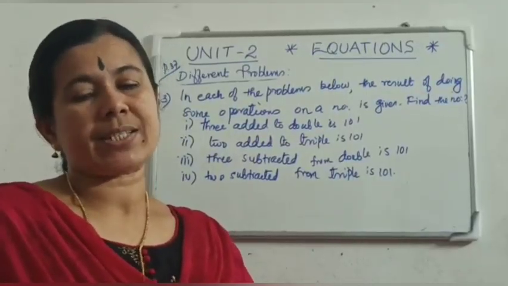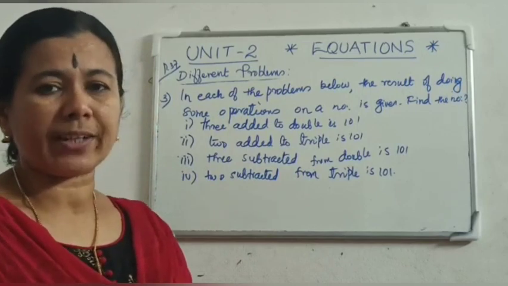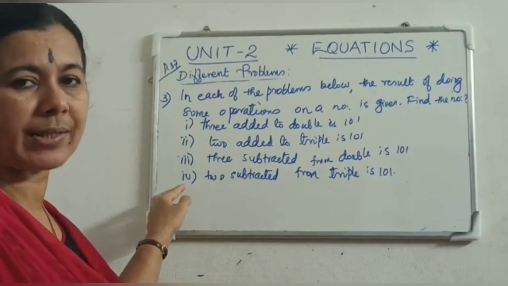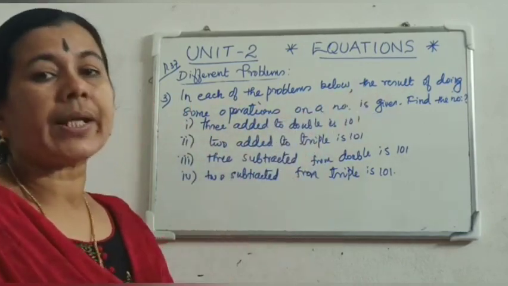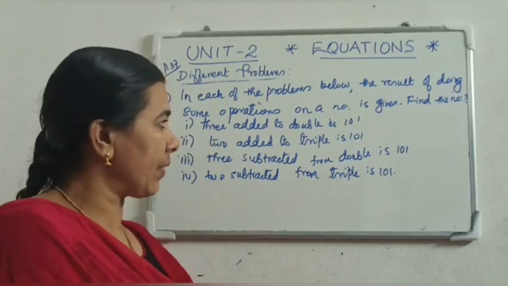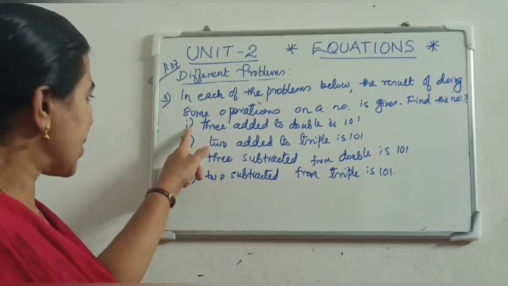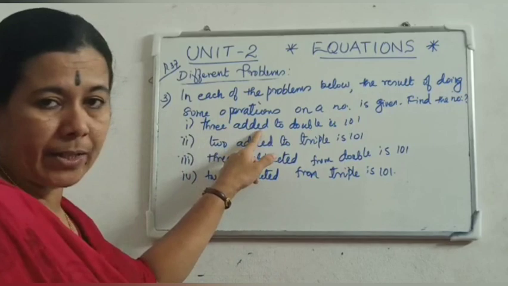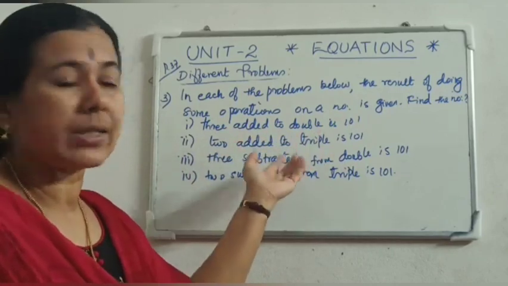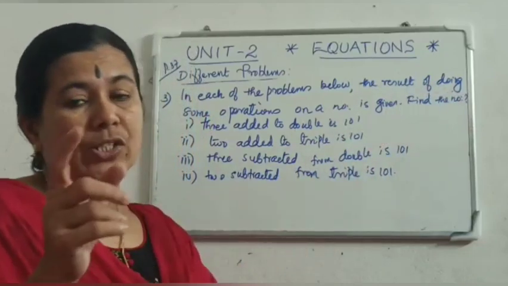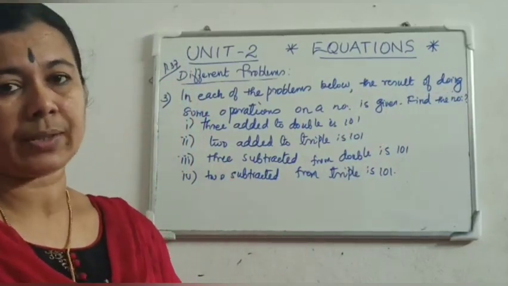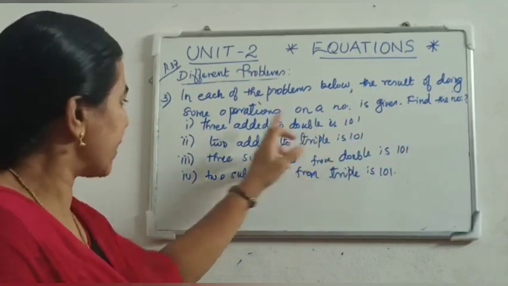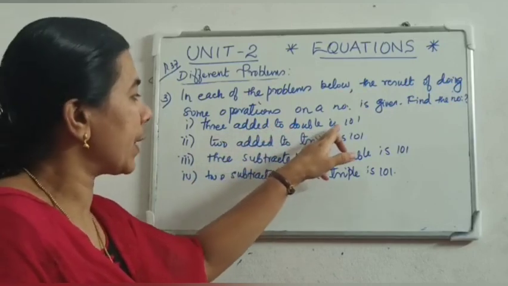So we want to conclude our class. Before that, some homework problems. On page number 37, third problem, 4 simple sub-questions are there. In each of the problems below, the result of doing some operations on a number is given. Find the number. In the first one, 3 added to double is 101. 3 added to double of what? Double of the number. You want to find the number, so first take the number as x. Let the number be x, then double of the number. 3 added to double of the number is 101.